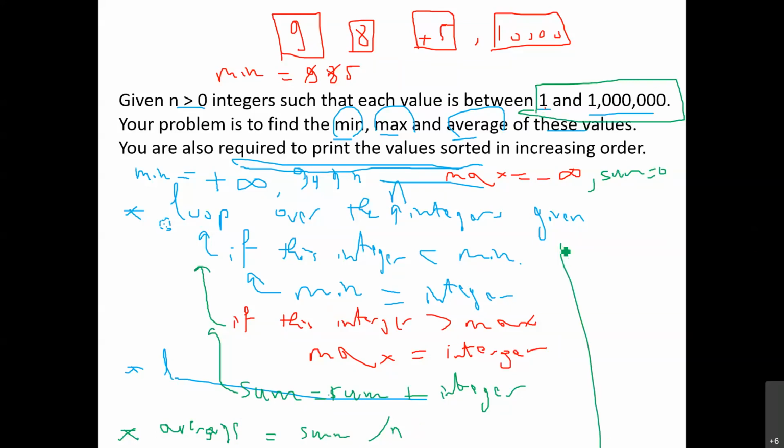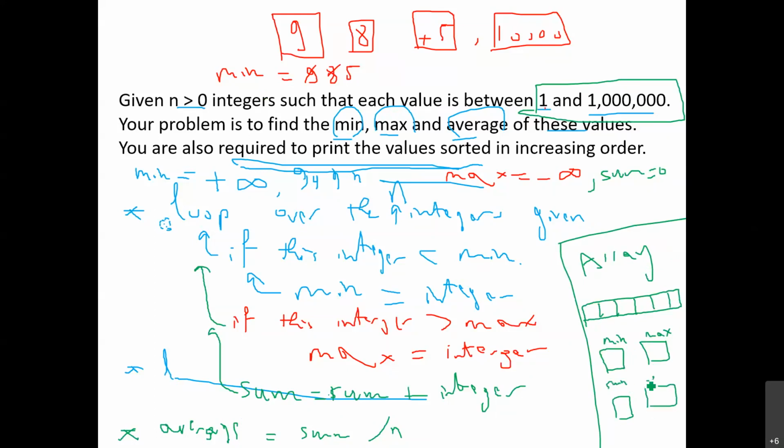On your own time, search what an array is. This is now actual programming. You can think of an array as a bunch of boxes next to each other. Right now, when I created min, max, sum, it was just a bunch of floating boxes: min, max, sum, and average. And eventually I had my values here that I wanted. So min was 5, max was, let's say, 10,000, and whatever sum and average are.